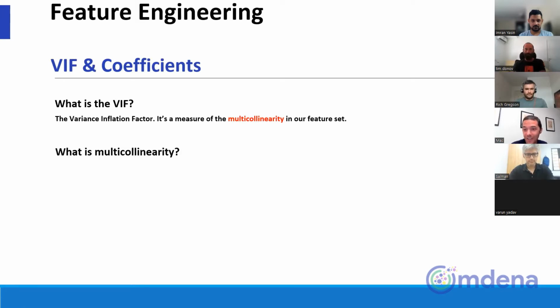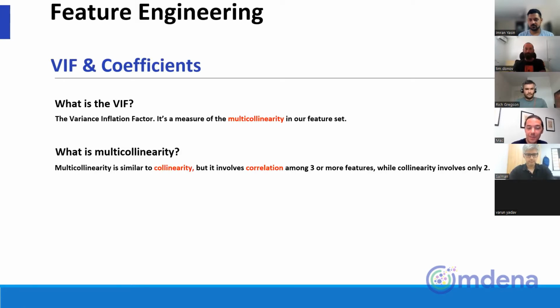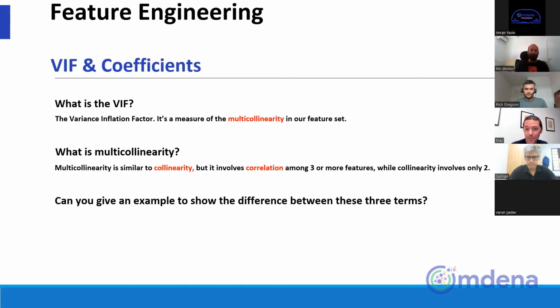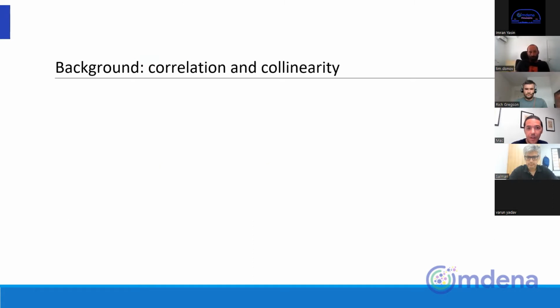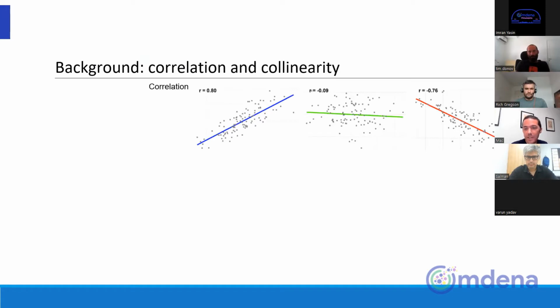What's multicollinearity? Multicollinearity is similar to collinearity, but it involves correlation among 3 or more features, while collinearity involves only 2 features. Can you give an example to show the difference between these 3 terms? Yes. So some background. Correlation, we all basically know already. On the left, we have strong positive correlation, in the middle, low correlation, and on the right, negative correlation.